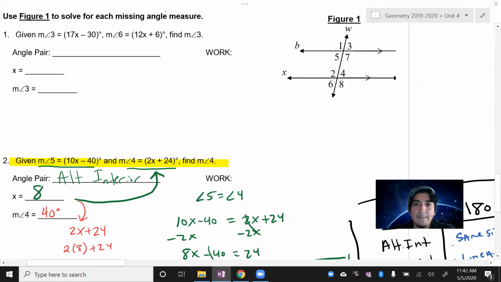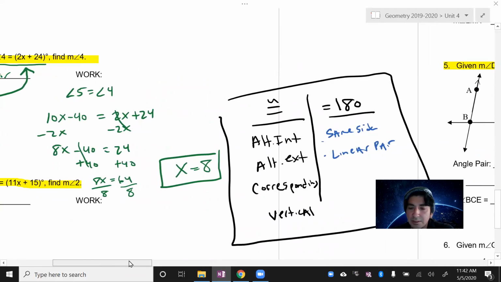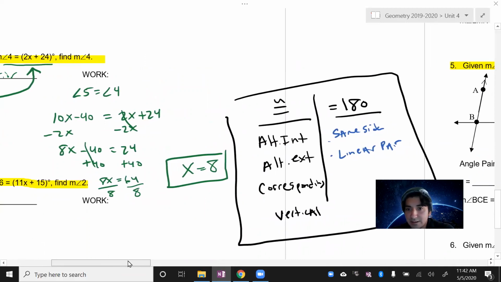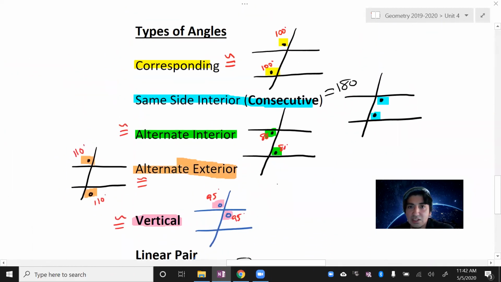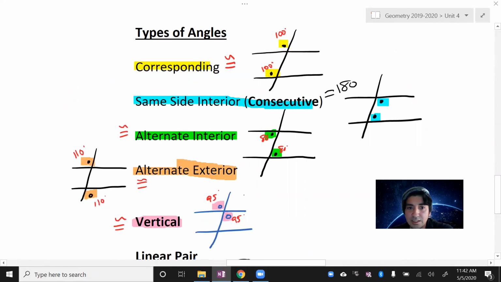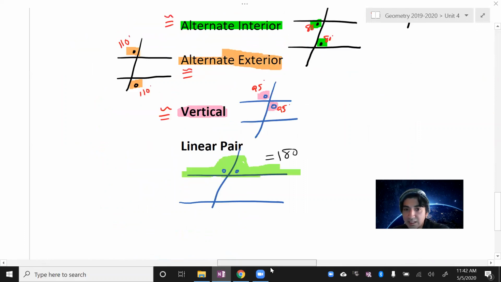So get rid of this. I'm just going to set them up. I'm not going to solve these. So I have angle 2 and angle 6. If I'm trying to figure this one out, which one of these is it? Is it the alternate interior, alternate exterior, corresponding, vertical, same side, or a linear pair? If you're a visual person, which one of these does it match? Is it the yellow, the blue, the green, the brown one, the pink, or the lime green? And if you're thinking lime green, then you're correct.